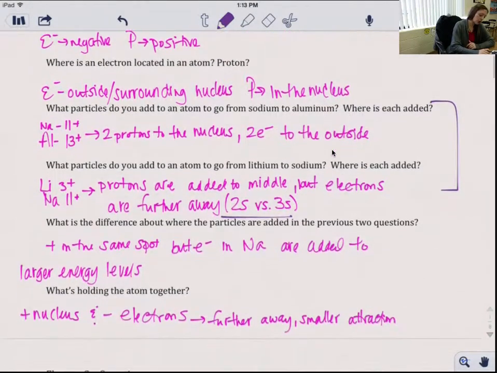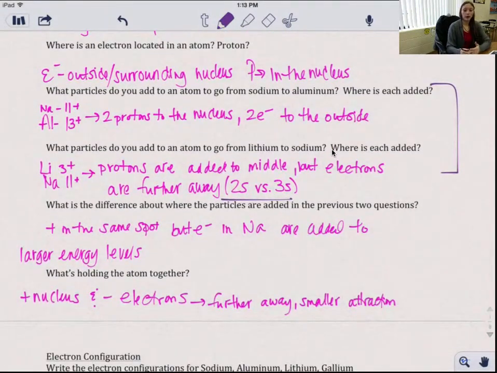The last question that's going to help us out here is, what's holding the atom together? Well, you have to have opposites. Opposites attract. I've got a positive nucleus and a negative electron. If I have my electrons further away from my nucleus, there's not going to be as much of an attraction there. Whereas if they were really close, they're going to be really tight together, really stuck together, really feel one another. If they're further away, they won't. And that's going to be a big point that we're going to make in the next part of our paper.